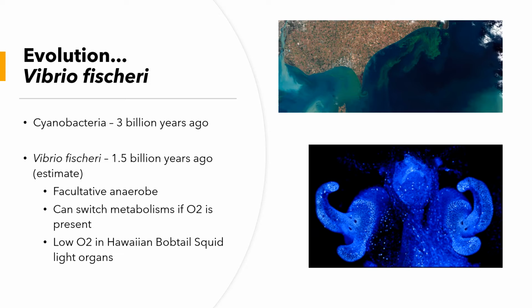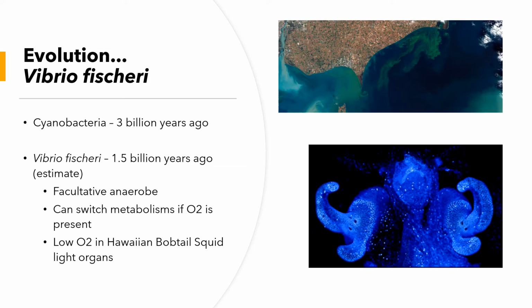Cyanobacteria evolved 3 billion years ago, just before eukaryotes. Cyanobacteria oxygenated the atmosphere and gave rise to microbes and eventually larger organisms that can aerobically respire and use oxygen to make ATP. A good example is Vibrio fischeri, a marine bacterium that exists as a facultative anaerobe. Facultative anaerobes prefer no oxygen, but can sometimes switch their metabolisms to use oxygen if it's present, like Vibrio fischeri.